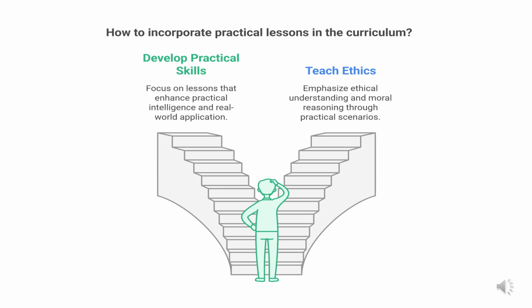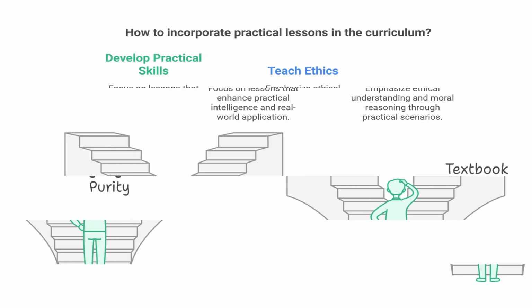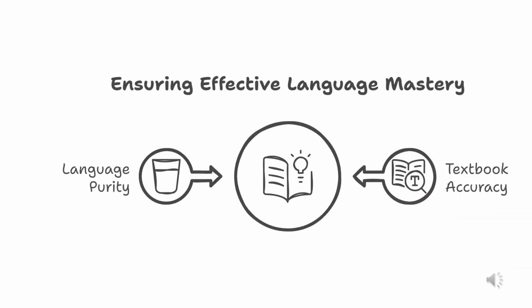The seventh feature is practical. There should be some lessons which can develop the practical intelligence of the child and teach him ethics. Number 8. Accuracy. Textbooks should be accurate from the point of view of language. If the language of the book itself is impure, then how can it be expected that the students will be able to master the language after reading them?